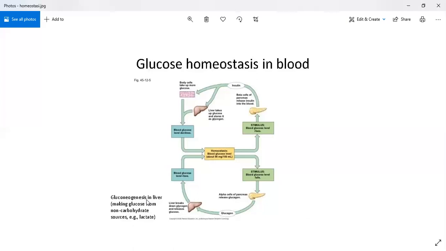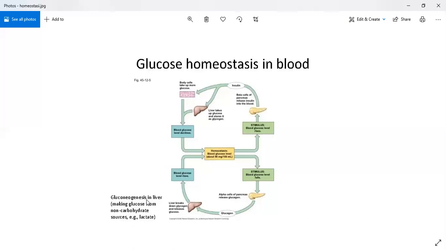But where does it get the lactate and the protein from? Good. You have proteins in your muscles. You have fats under your skin, right? So you have fat deposited in different organs of your body. So all of these fats are broken down.